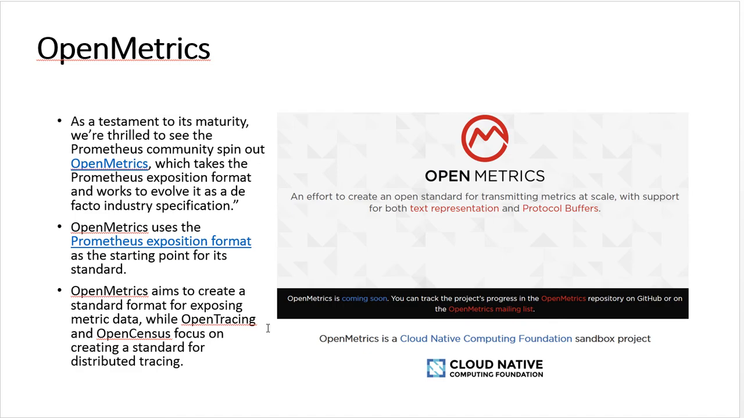As we said earlier, there is OpenMetrics, which takes care of metric-level monitoring only, and Prometheus is part of it. The community springs out OpenMetrics, which takes the Prometheus exposition format to evolve, and there will be OpenTracing, as you can see here, and there is OpenSensors also. The foundation is going to be extended further in future.